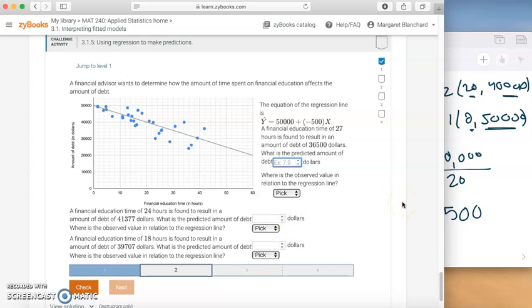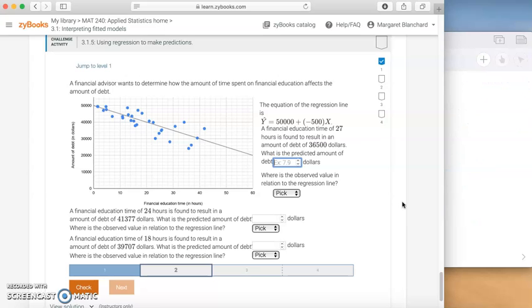All right. Looks like we're looking at the same plot. The financial advisor wants to determine how the amount of time spent on financial education affects the amount of debt. Good thing we already found our little regression equation. It says a financial education time of 27 hours is found to result in an amount of debt of $36,500. That's the data point. So that's going to be one of those little blue dots. What is the predicted amount of debt?